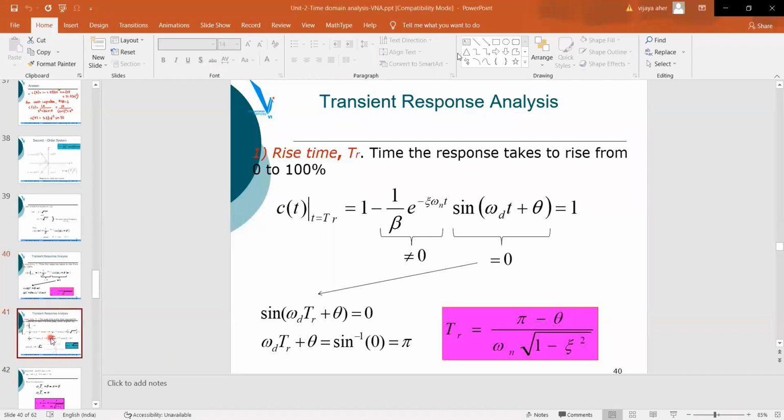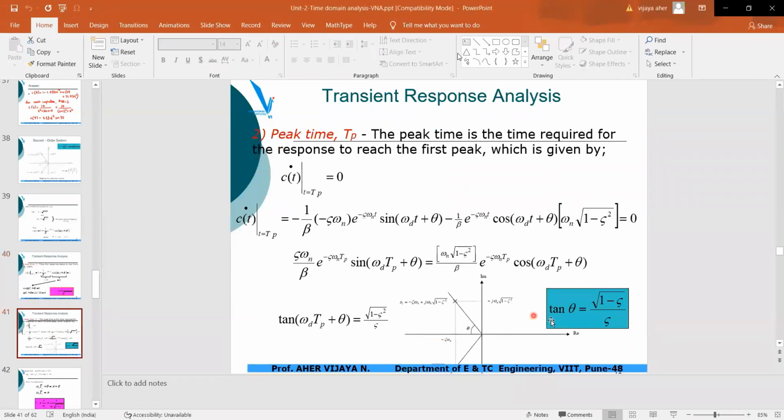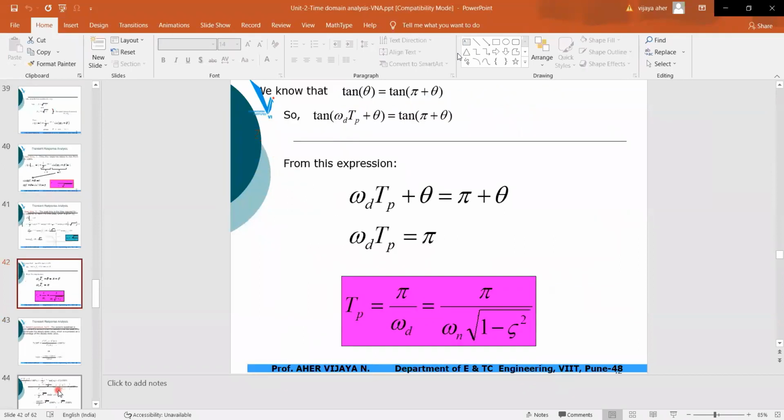Then you derived the equation for tan theta. Tan theta is equal to under root of 1 minus zeta square divided by zeta. Just by taking the derivative of your C of t and equating that derivative to 0, simplifying further, we got this equation. Then you derived the equation for TP. TP is nothing but peak time.